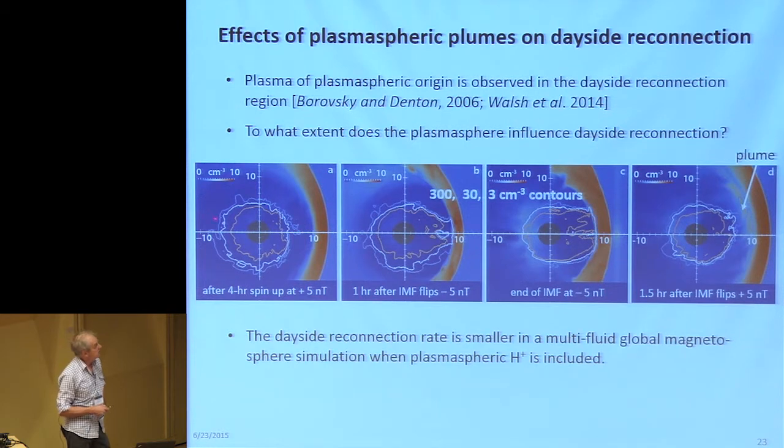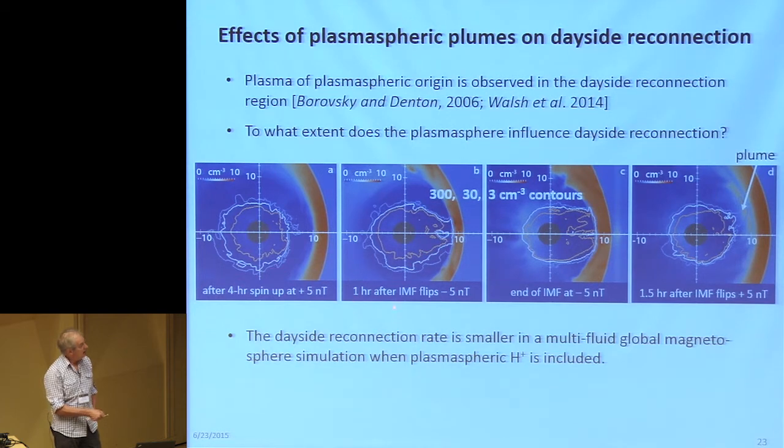And what you see in this plot right here is a case where the LFM simulation was initialized. I emphasize initialized. So this is not self-consistent with the ionosphere, in the sense that the ionosphere is not flowing out plasma to build the plasmasphere. At t equals 0, an empirical model for the plasmasphere is loaded into the simulation, spun up with northward IMF to get it corotating. This is after a 4-hour spin up at 5 nanotesla. And there are 3 contours, 3, 30 and 300 per centimeter cubed, in each of these plots.